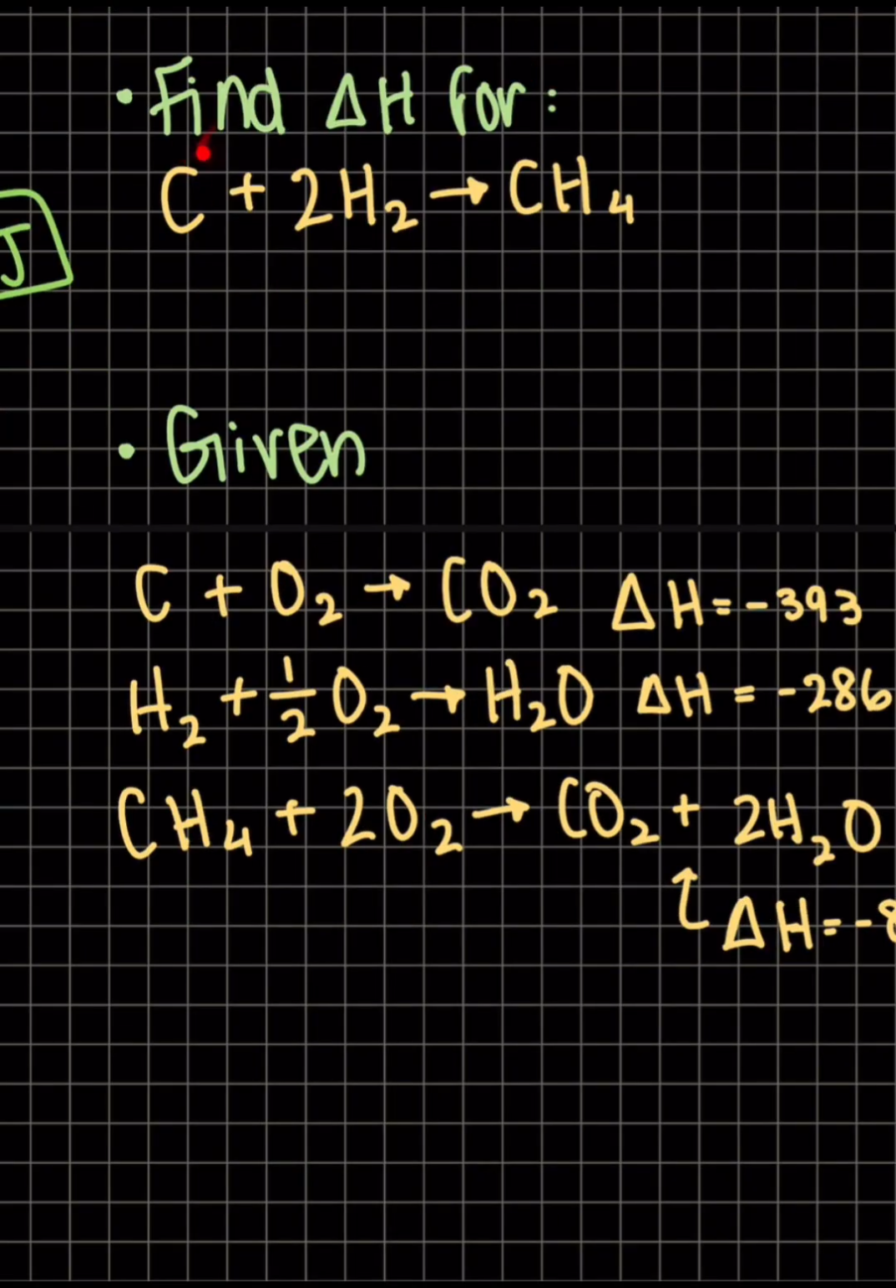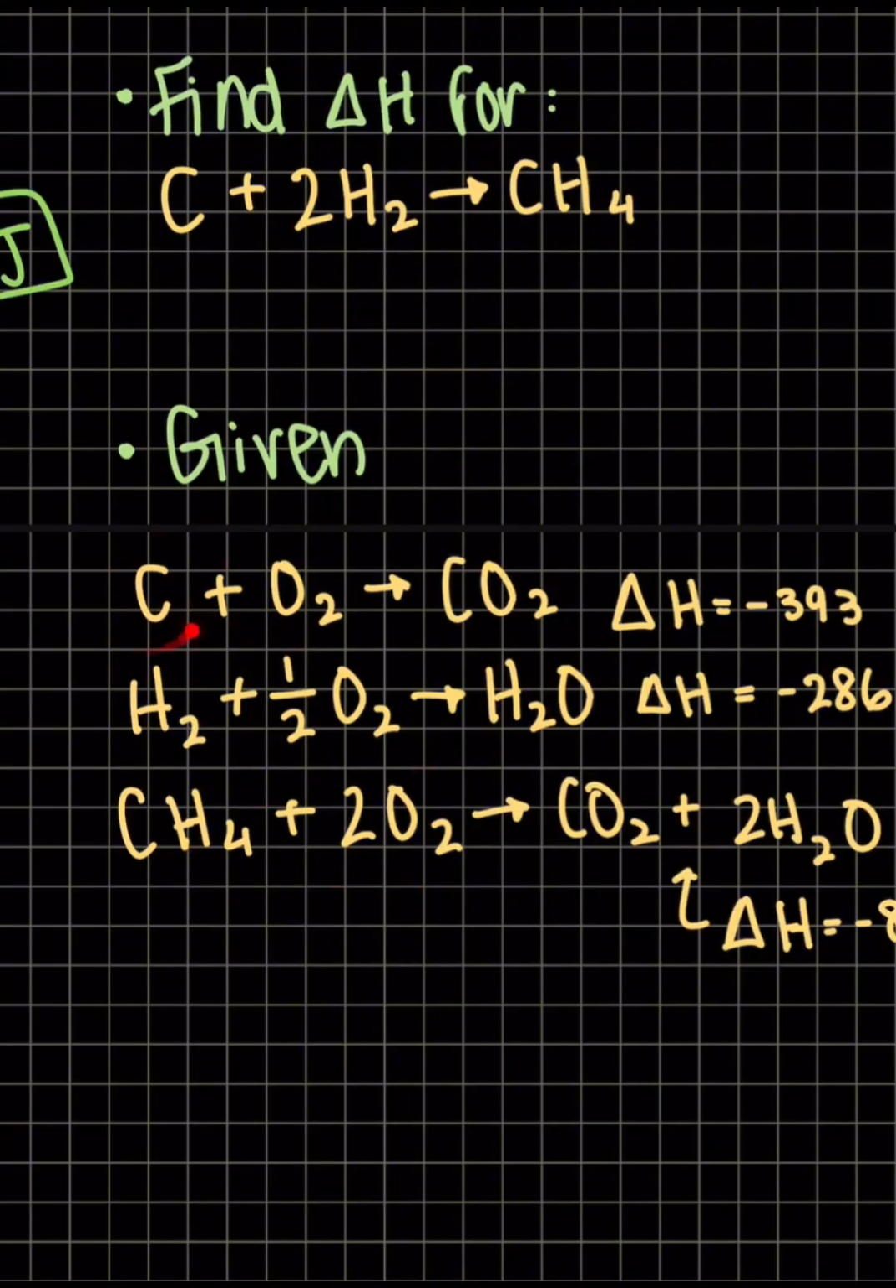So this problem is saying find the delta H for C plus 2H2 yields CH4. We have 3 given equations actually. So this one's actually stepping it up a notch, but this one's actually quite similar and actually pretty simple. So my first steps first, I'm going to look at where the things that I need are. I know I need a C. I'm trying to look on what side, the right or the left, is my C from my givens. And that way I'll know where to move that, correct? So I'm going to look for any C's.